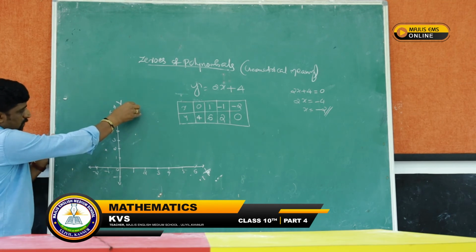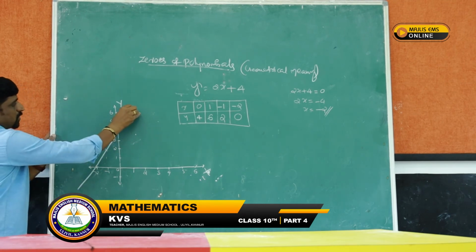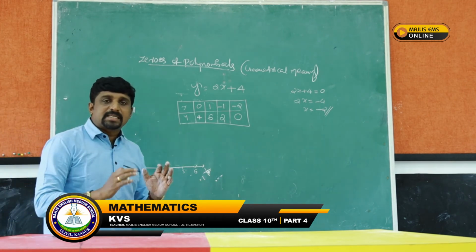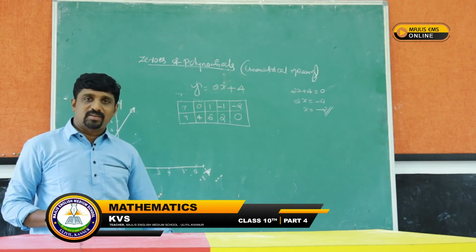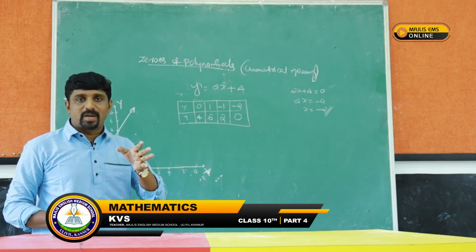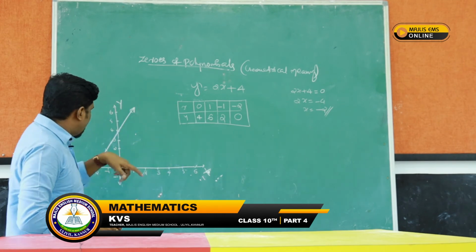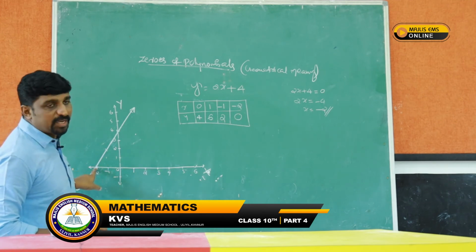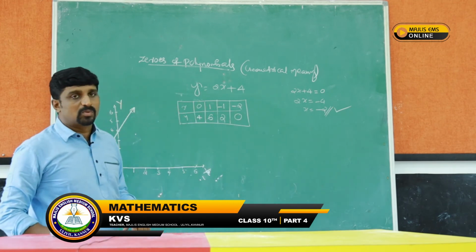When we join these points, we always get a straight line like this, because this is a linear equation. The graph of a linear equation in two variables is always a straight line, that you know from 9th standard. When we draw it like this, it will intersect the x axis at one point, minus 2. That is the answer we got here, x is equal to minus 2.